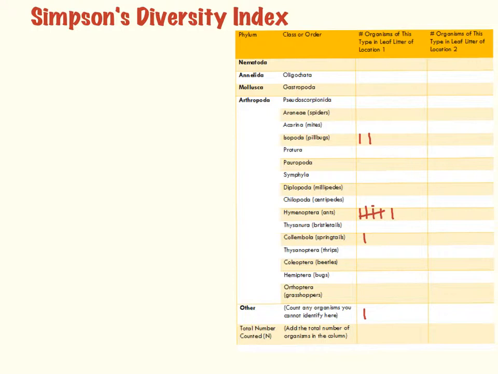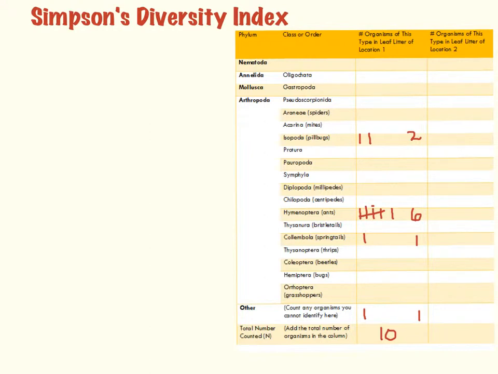The next thing you do is get your total count for each type of organism that's present. And then you add these to find n. So I'd add all of those together, giving me a total of 10 organisms that I counted in this sample.